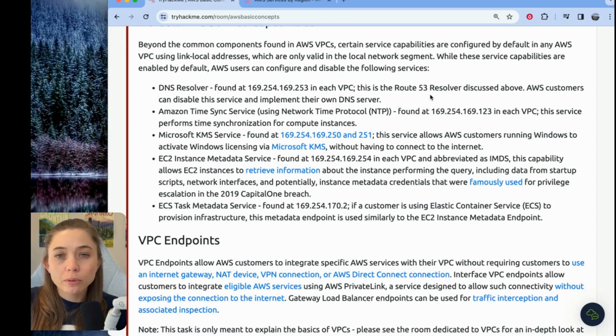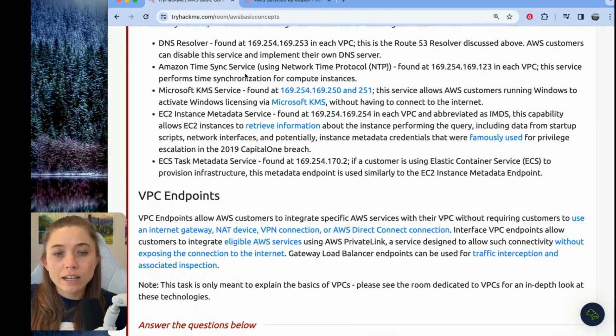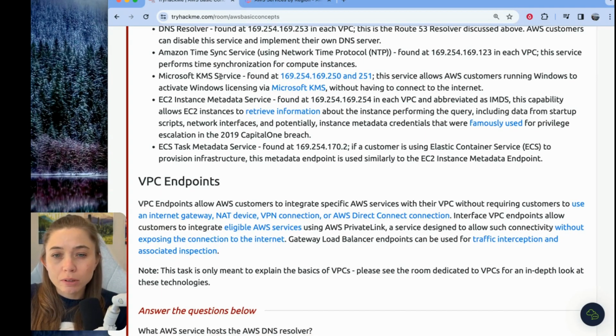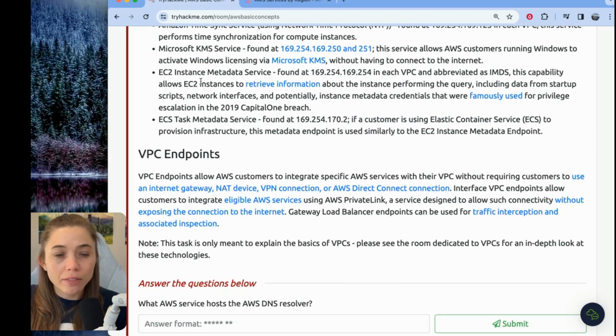So that's Route 53 resolver that we talked about earlier, and you can disable that if you want, and you could use your own DNS server instead. Amazon time sync service, which I've never really actually used, but time sync service can be used to do time synchronization for your EC2 instances. Microsoft KMS service, which I believe is something to do with Windows licensing. I'm not very knowledgeable about that, but that's there if you want the KMS service.